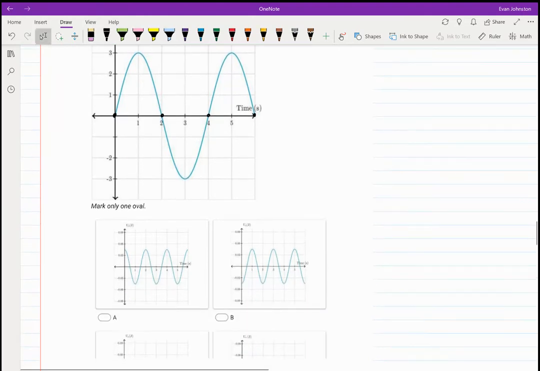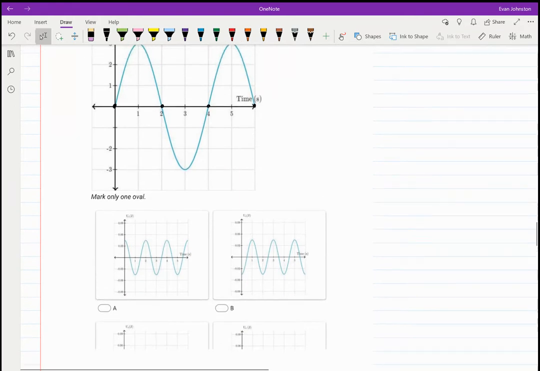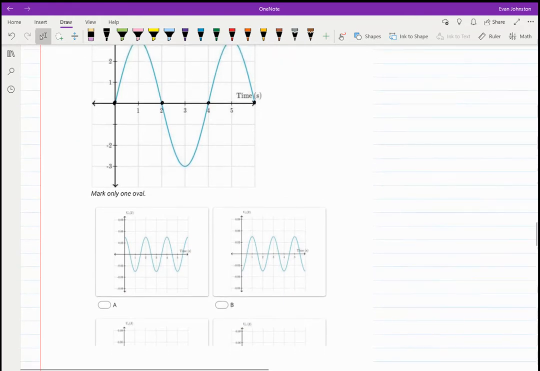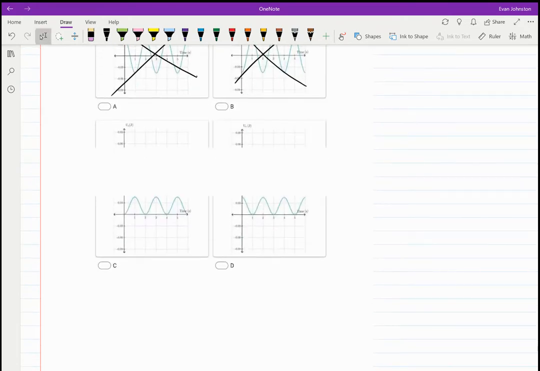And I can maybe go through already and get rid of some of these answer choices just by knowing that wherever x is 0, the potential energy is 0. So I'm looking for zeros at 0, 2, 4, and 6. So this one, do I have zeros at 0 seconds and 2 and 4 and 6? No, it's the opposite. This one's garbage. Do I have zeros at 0 and 2 and 4 and 6? No, option B is also utter garbage.